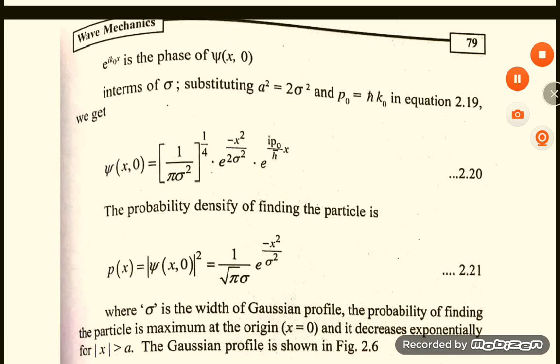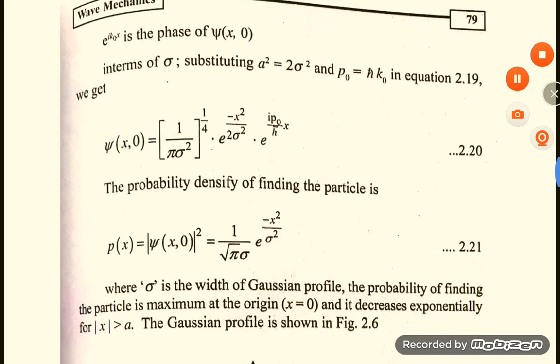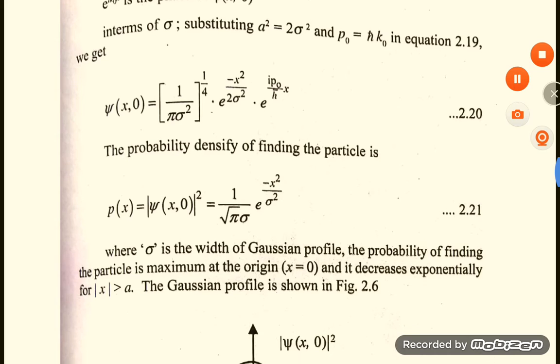So mod psi of x,0 squared is equal to 1 by root pi sigma e power minus x square by sigma square, where sigma is the width of the Gaussian profile. The probability of finding the particle is maximum at the region x is equal to 0. So it decreases exponentially for mod x greater than a. The Gaussian profile is shown in the figure.